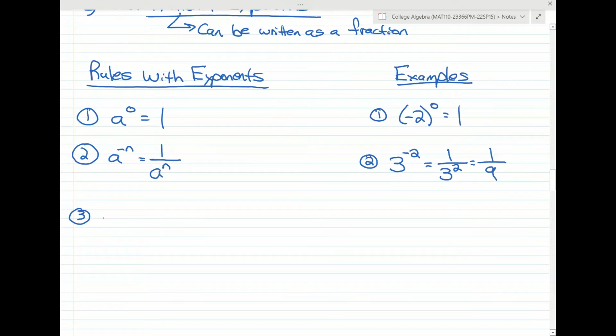Next one is called the product property. If you're multiplying with the same base, A is called base. If you have the same base, what you do is you add the powers. If you had x to the 2nd times x to the 4th, the answer is x to the 6th.